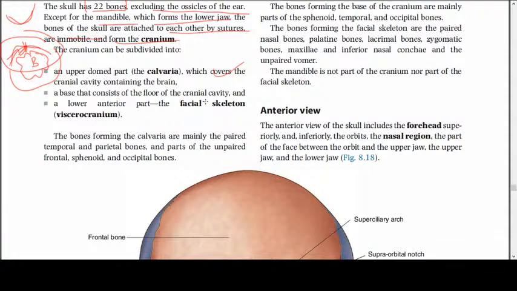This consists of the floor of the cranium, a base that consists of the floor of the cavity, and a lower anterior part, the facial skeleton.